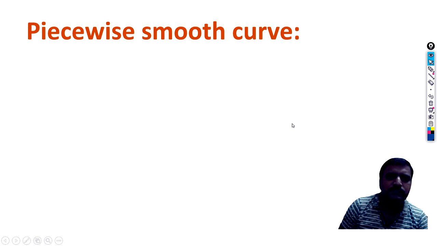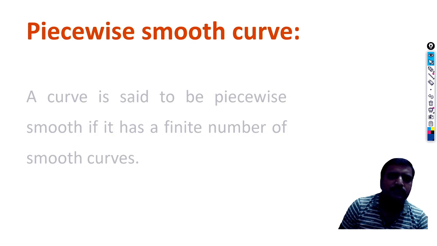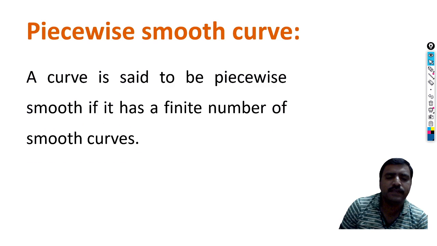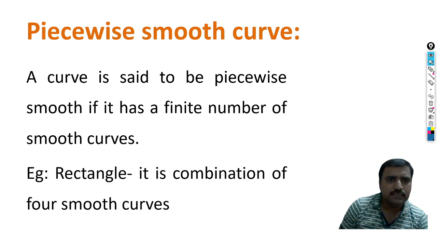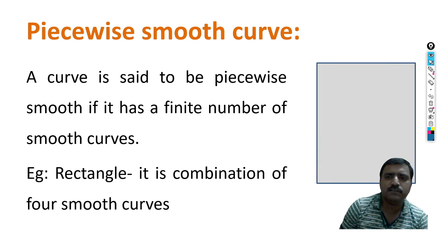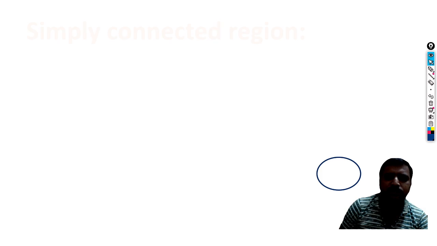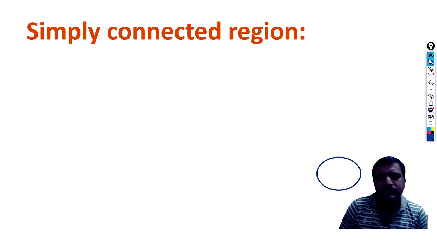Piecewise smooth. Actually that curve is not smooth, but if we take some parts separately, then it becomes a smooth curve. For example, the whole rectangle is not a smooth curve, but if you divide that rectangle into four line segments, then it is piecewise smooth. It is a combination of four smooth curves. Like that, a triangle is also a piecewise smooth curve because it is the combination of three smooth curves, like the pentagon, hexagon, and other curves.